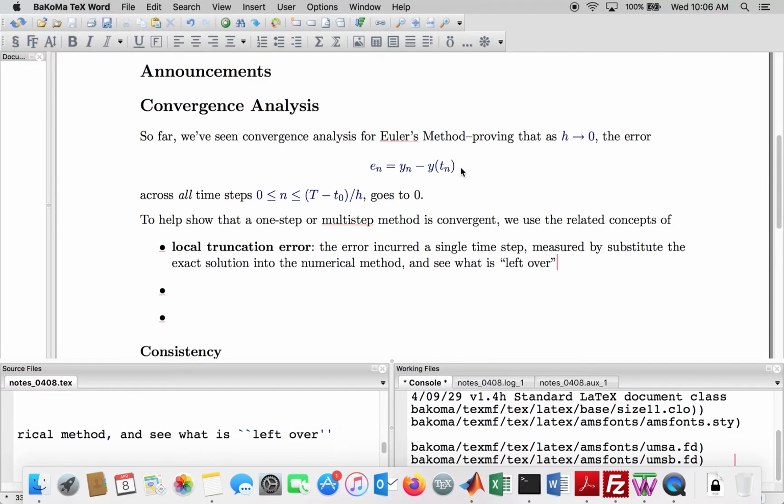Unfortunately, it doesn't really make sense to substitute the numerical solution into the ODE, because the ODE, y prime equals f(t, y), deals with continuous quantities, functions defined on a continuum, like an interval in t. But the computed solution is discrete. It's defined only at these equally spaced times, t_0, t_1, t_2, etc. So what we can do, though, is take the exact solution at time t_n or t_{n+1} or whatever, and substitute that into the numerical method and see what is left over.